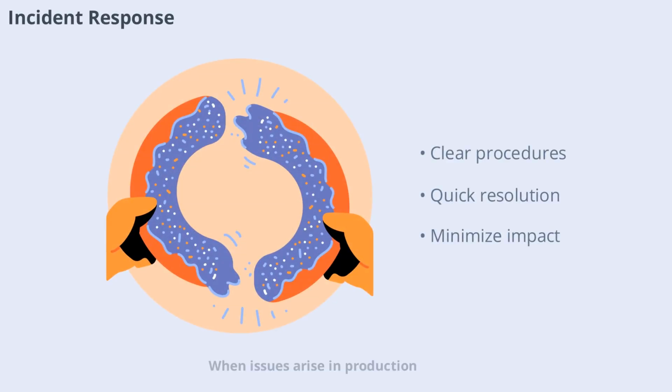When issues arise in production, a well-defined incident response plan is essential. Teams should have clear procedures for investigating, communicating, and resolving incidents to minimize impact and restore service quickly.